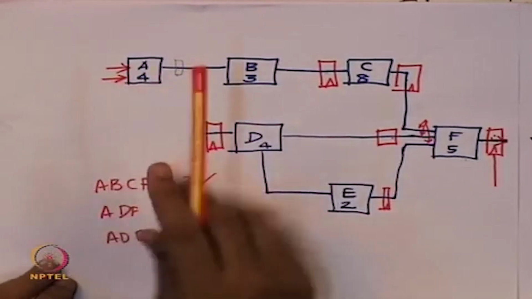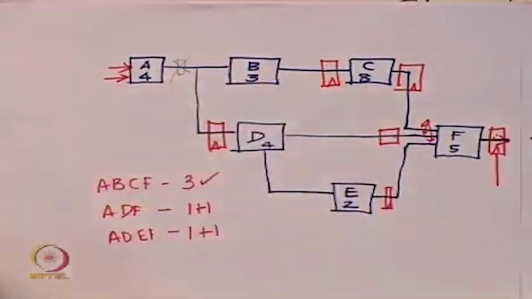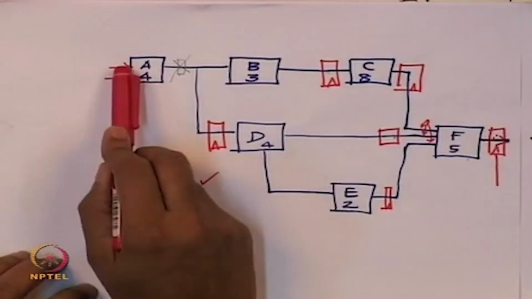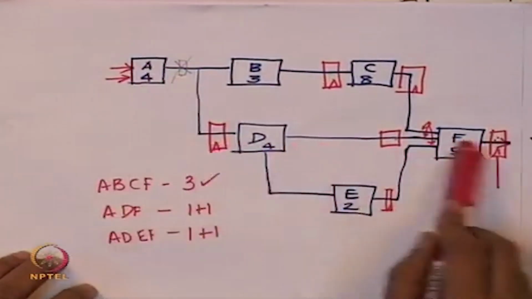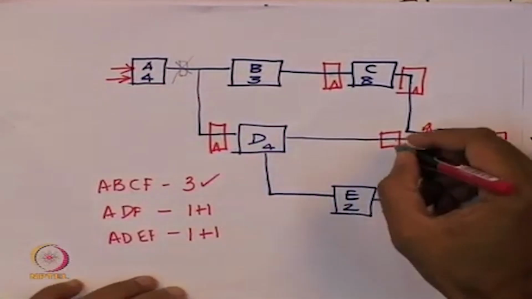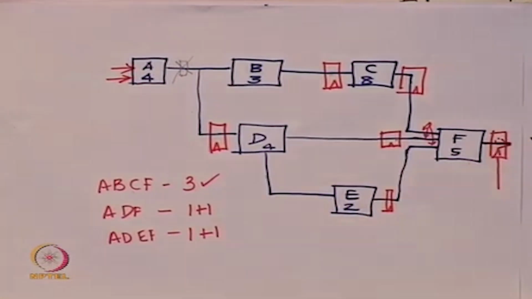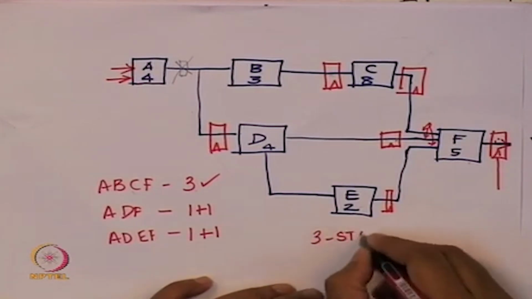So, from A, this flip flop is not there, so I will cross that out, there is no flip flop there. From the input, in this path there are 3 flip flops, in this path there are 3 flip flops, in this path also there are 3 flip flops. So, the overall circuit is a 3-stage pipeline. So, this circuit is a 3-stage pipeline.